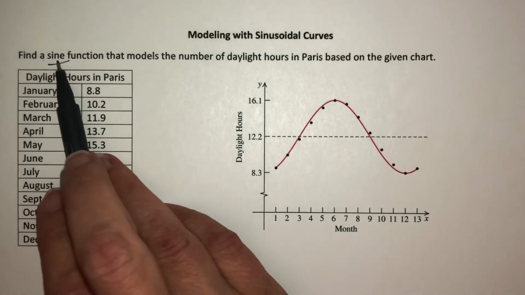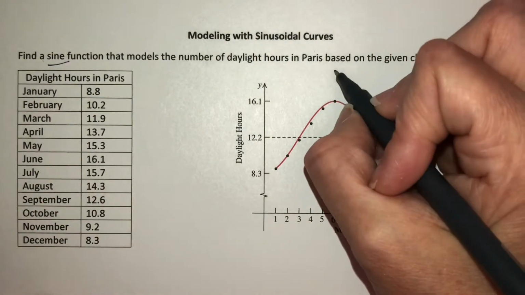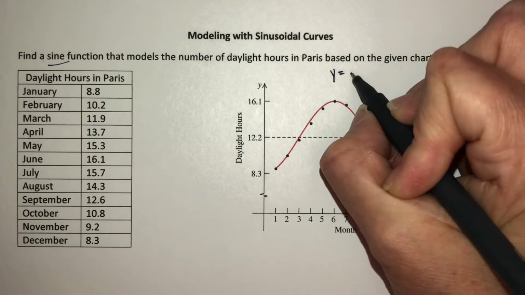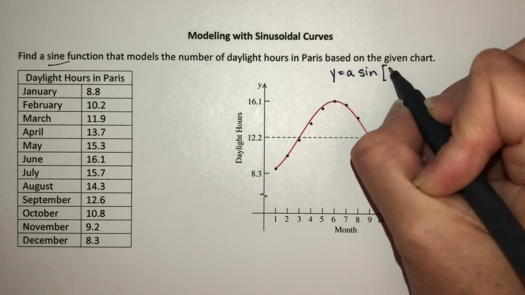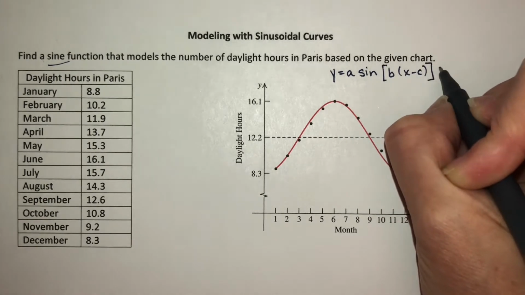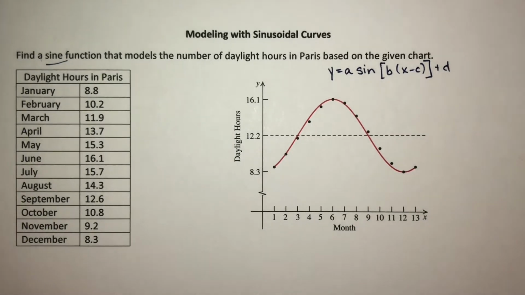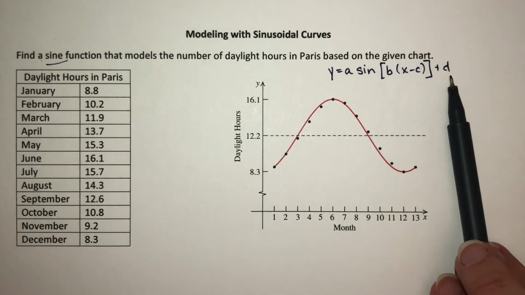So if we're going to find a sine function that models something, then we're going to have something of the form y equals a sine of b times x minus c, plus d. This can be vertically stretched, the period can be lengthened or shortened, and we can have a phase shift and a vertical shift.